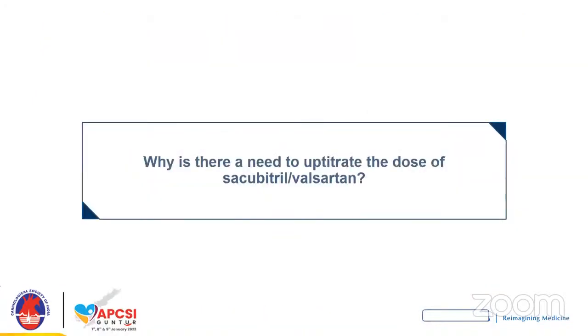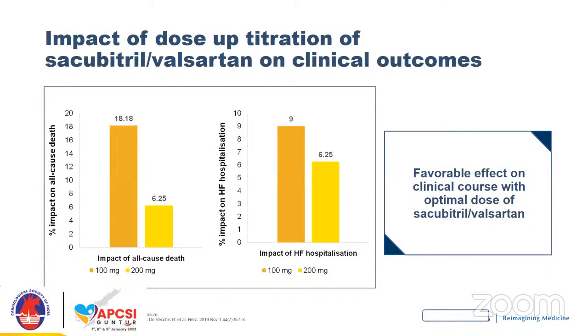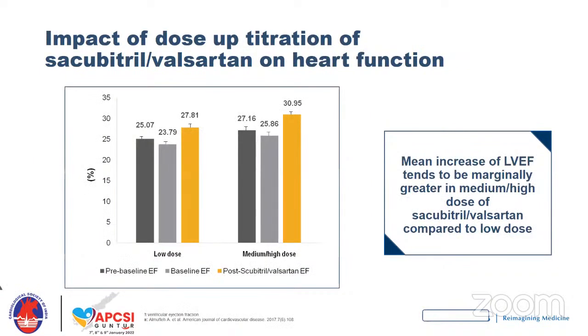Why is there a need to uptitrate the dose of sacubitril valsartan? This is what we have been discussing. The favorable effect on clinical course and optimal course of sacubitril valsartan is seen only with the 200 milligram dose. The mean increase in EF tends to be marginally greater in medium or high dose of sacubitril valsartan compared to low dose. The higher the dose of ARNI, the more is the benefit.